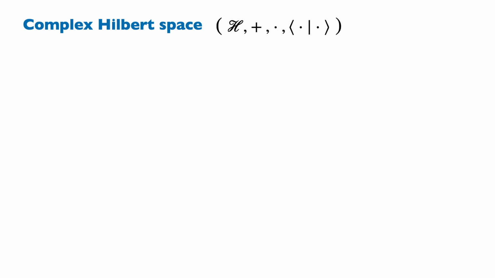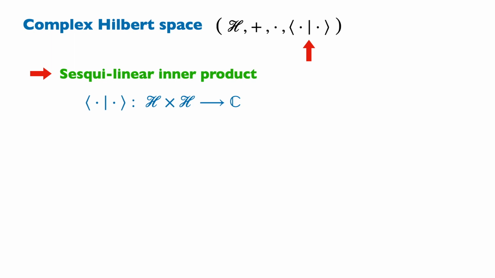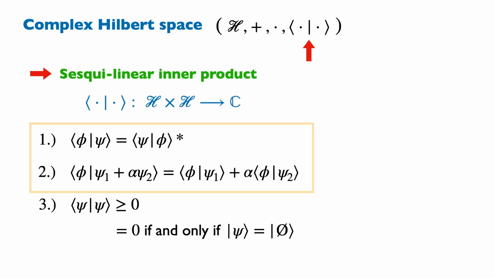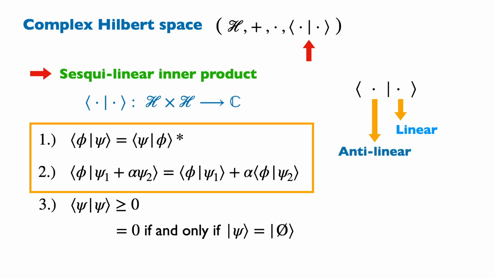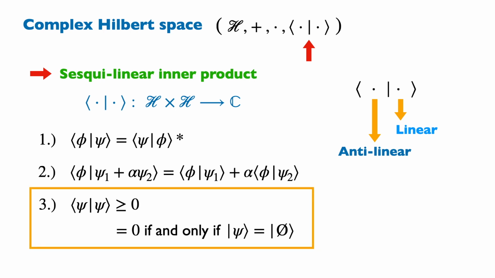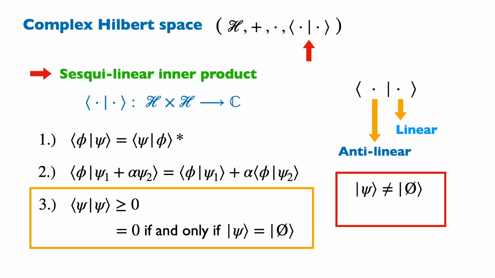Finally, what makes a Hilbert space is that it possesses a sesquilinear inner product. This inner product maps any two vectors in a complex Hilbert space to a complex number. We have already talked about the properties of the sesquilinear inner product. Let's summarize. The first two properties state that the inner product is linear in the first argument and antilinear in the second argument, hence sesquilinear. The third says that vectors in the Hilbert space that are not null are state vectors.